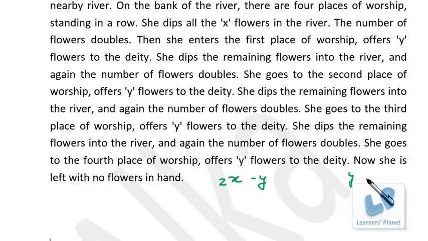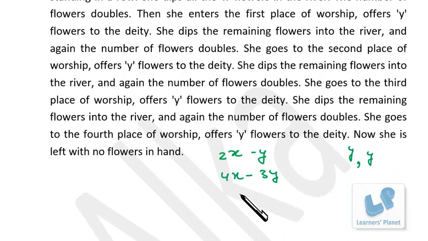Then y at the second place, so she is left with 4x minus 2y minus y, that is 4x minus 3y. So this is the second place. Then further doubling, it will be 8x minus 6y. Then she is offering y at the next place, so she will be left with 8x minus 7y.